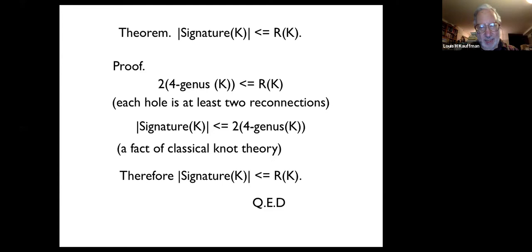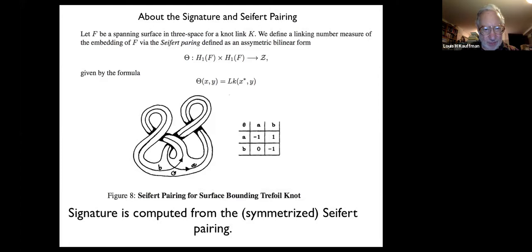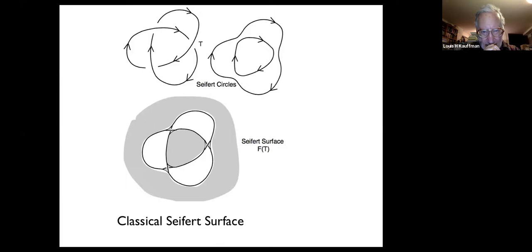I won't remind you about the definition of the signature, but I am reminding you by flashing the slide. I just won't talk about it. But I do want to talk about surfaces that bound a knot and how these are related to the classical Seifert surface of the knot.